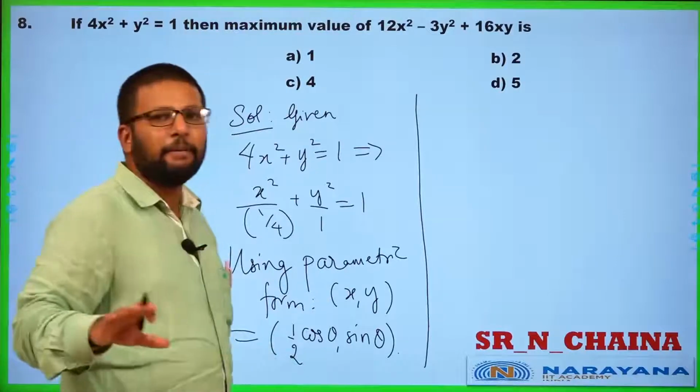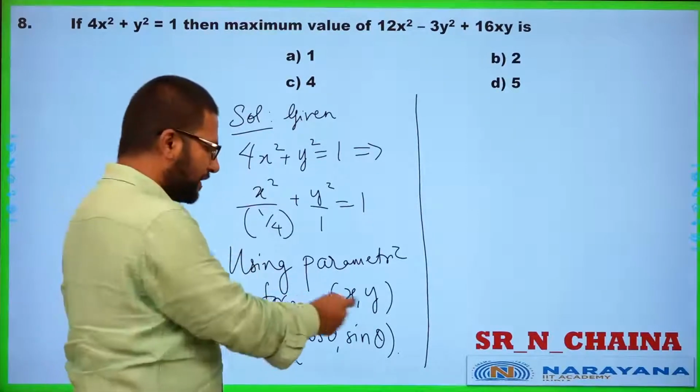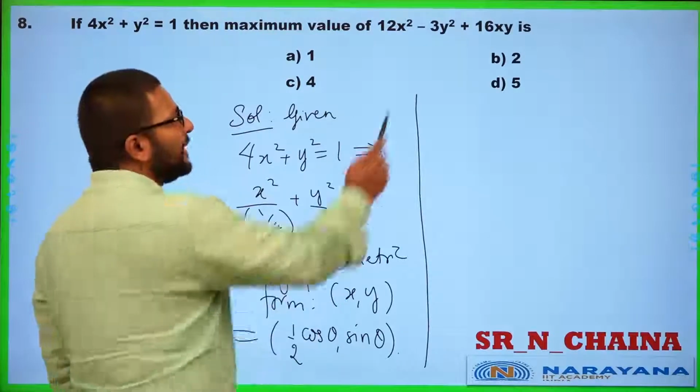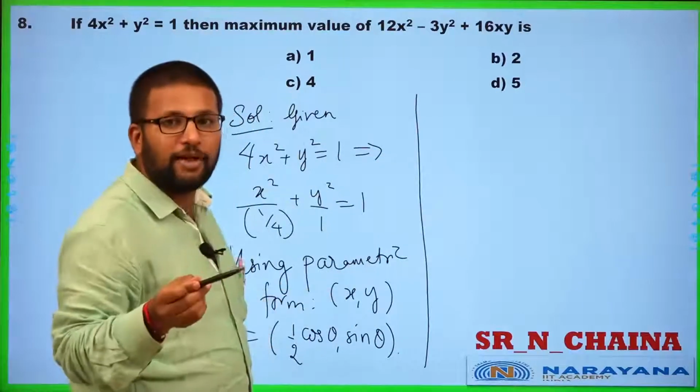Now both x and y depend on theta. Why are we doing this? Because now we have converted everything into a single parameter, which is theta. This x comma y I can substitute here, then this entire thing becomes a function of a single variable theta.